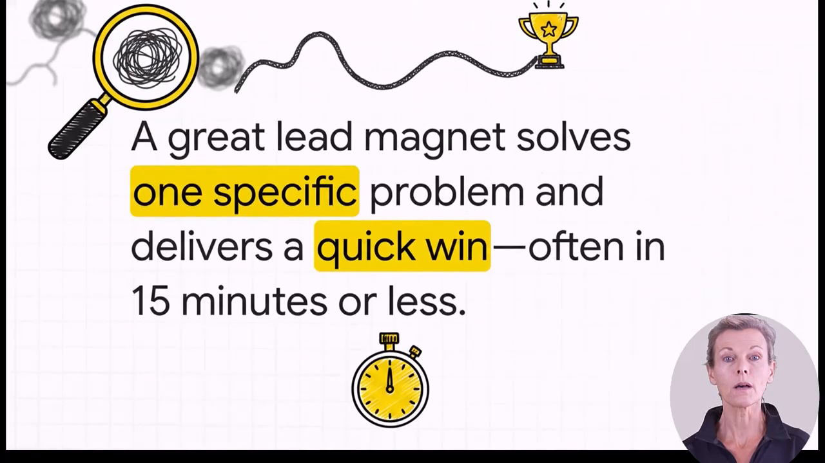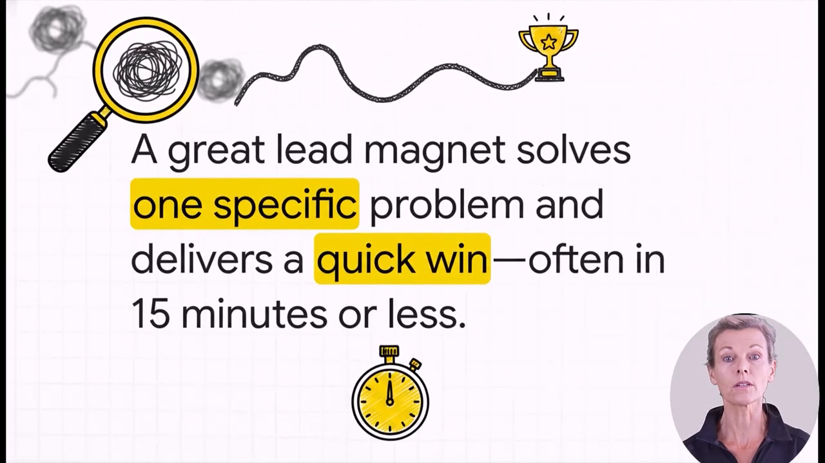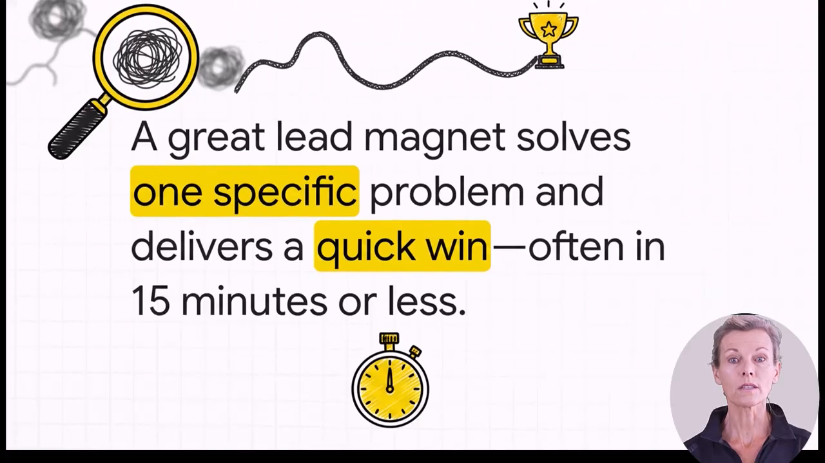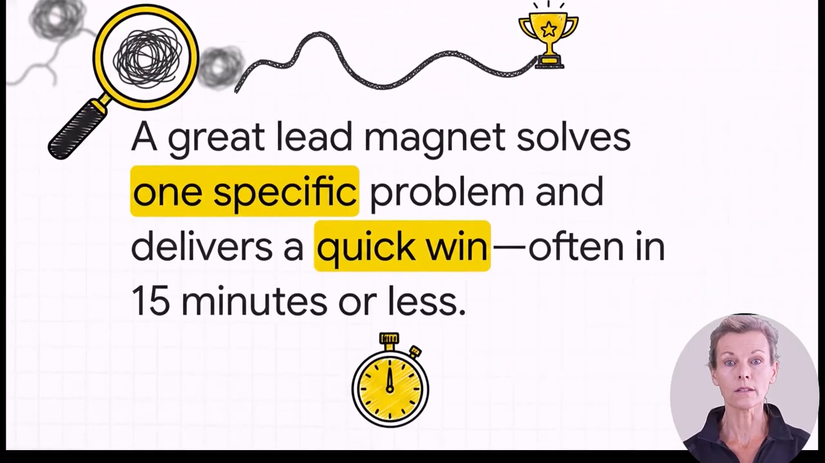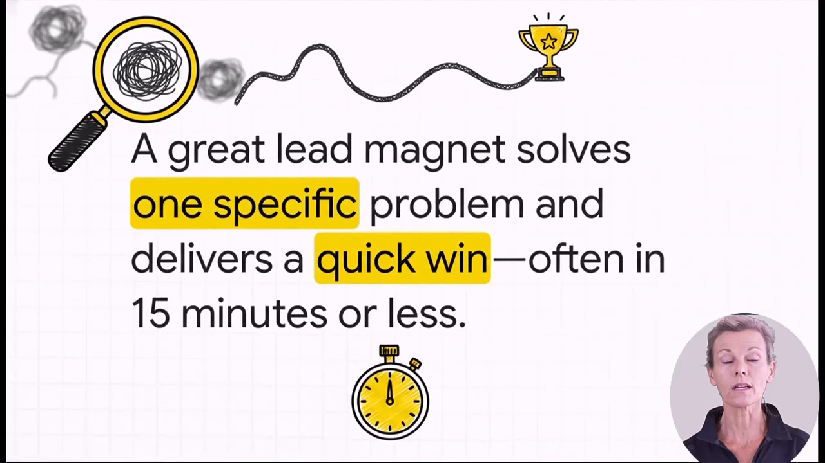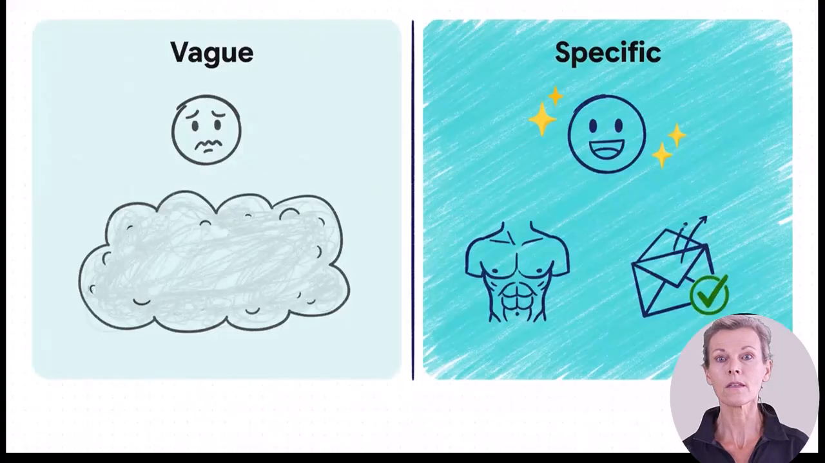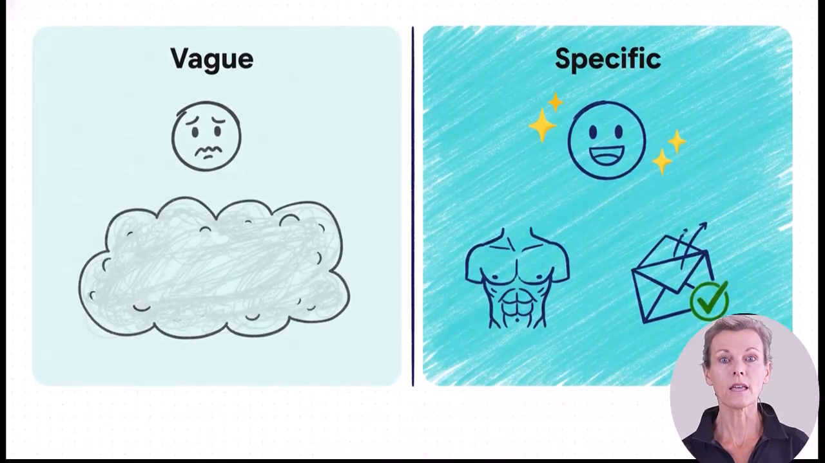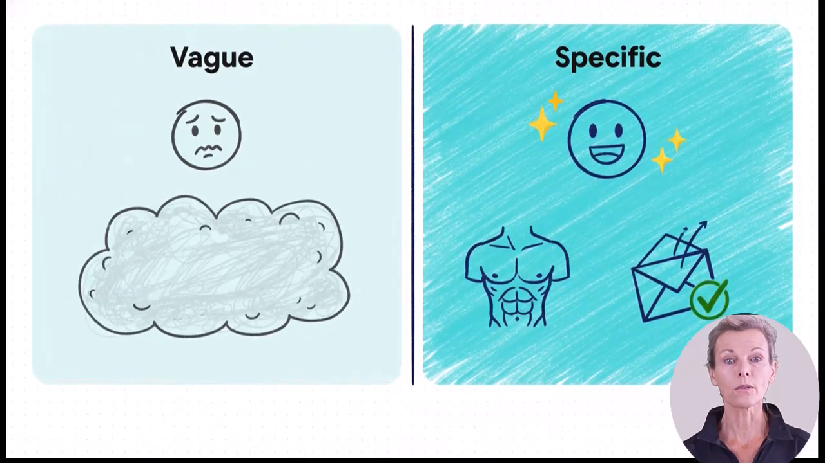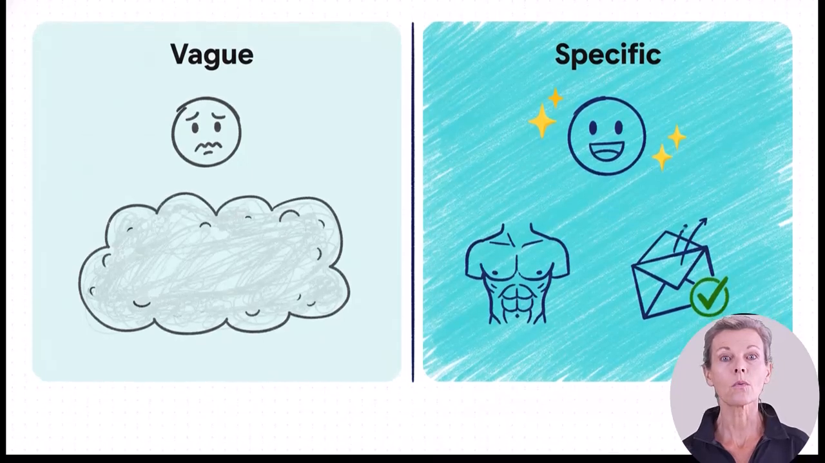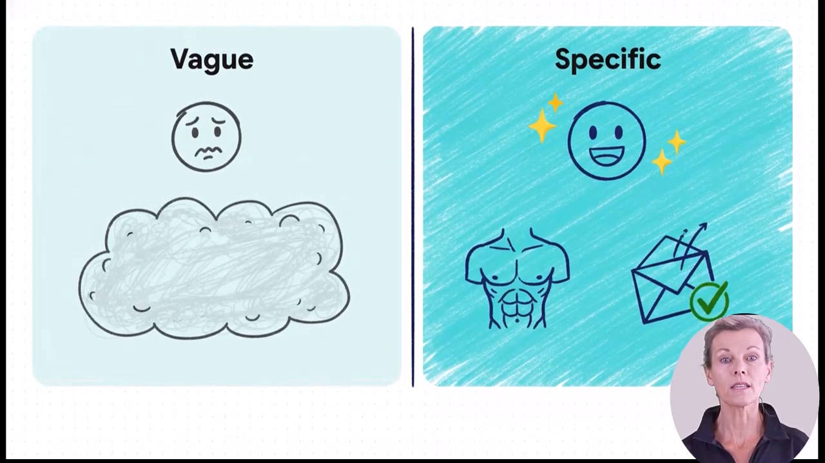A high-converting lead magnet doesn't try to solve every problem under the sun. It solves one single specific problem, and it delivers a quick win. Your prospect should feel that progress in like 15 minutes or less. Just look at the difference here. It's night and day. A vague offer like how to have a great body, that gets ignored. But an ultra-specific offer like how to get abs in 6 weeks without changing your diet, now that gets clicked.